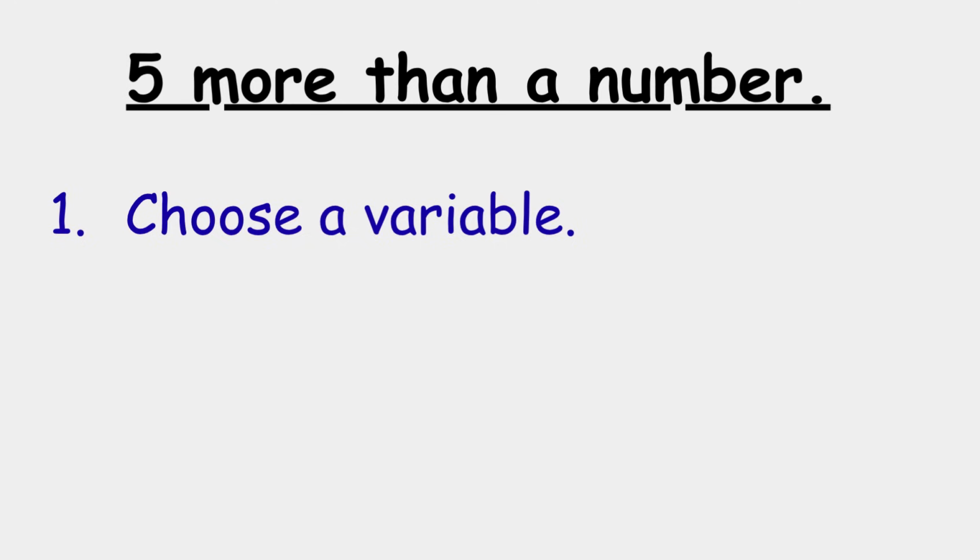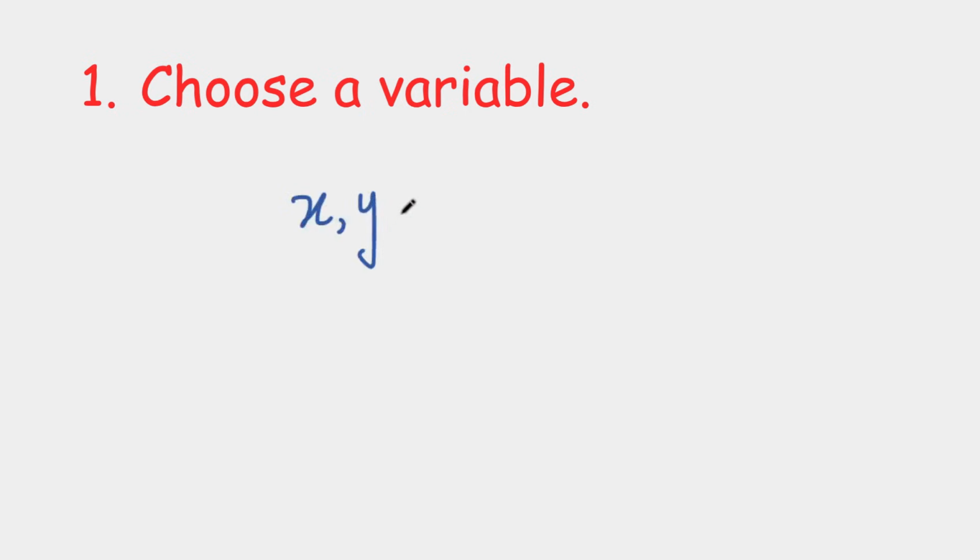Alright, why? Because we don't know the number yet. So, to represent it, we use a variable. The variable could be x, it could be y, it could be a. Okay, you can choose anything as per your choice. Alright, now we have to look for the key mathematical words.